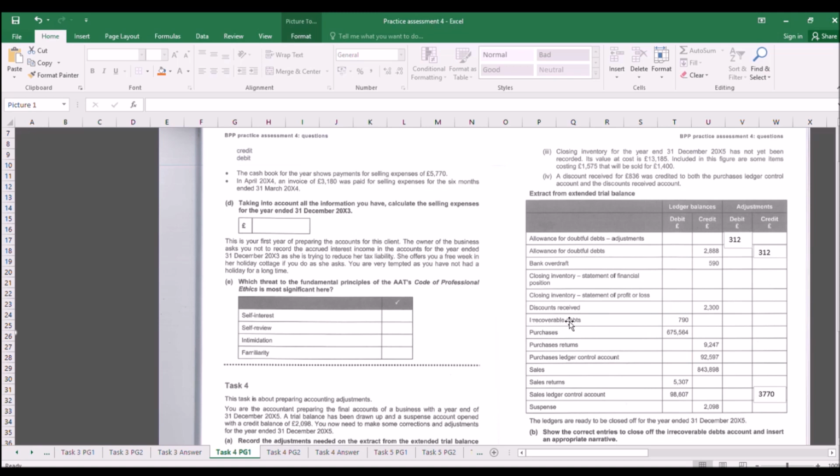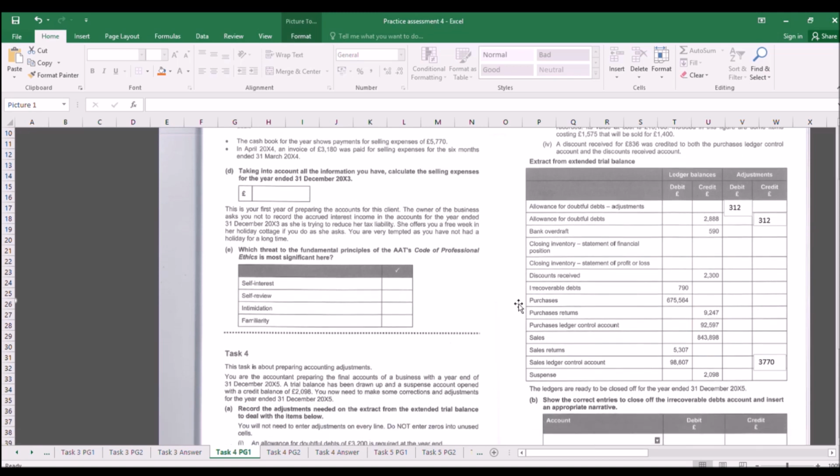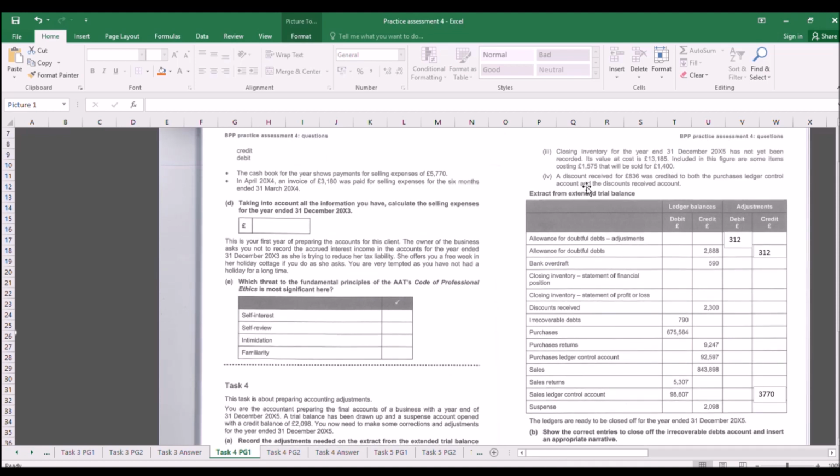Oh, that's a bit sneaky, isn't it? You see that irrecoverable debts there versus our doubtful debts? Going back to that comment I was making, that's a debt where we definitely know who it is that we've lost, and we're definitely not going to get it. And this one here was a doubtful debt. That's sneaky, isn't it? So we would have our 174, and that's going to go in somewhere. We must have something else in there. And a discount received for 836 was credited towards the purchase ledger control account and the discounts received accounts here.